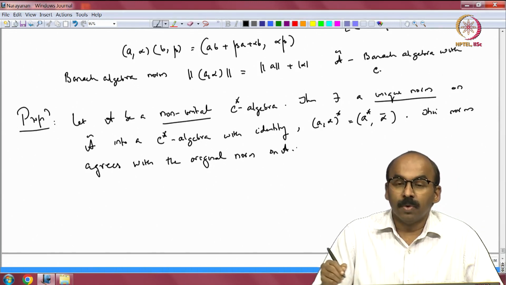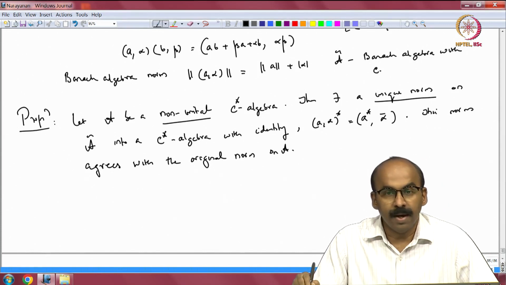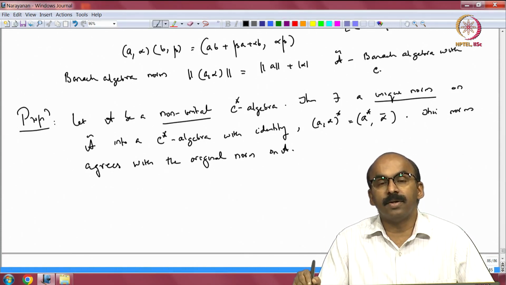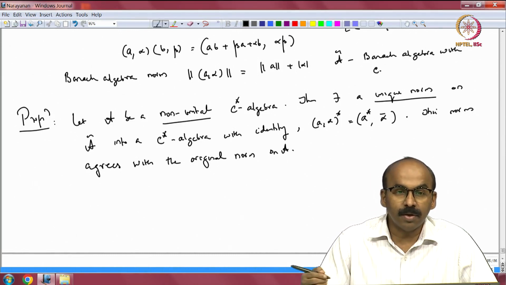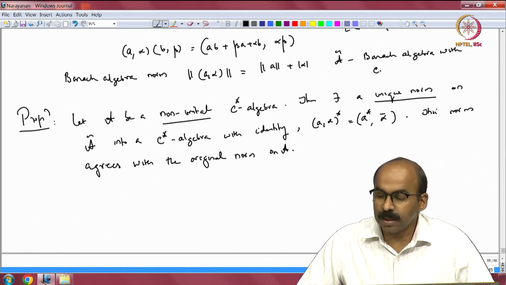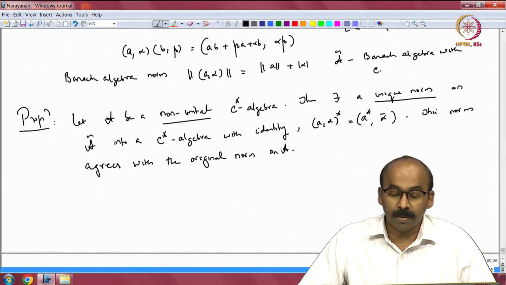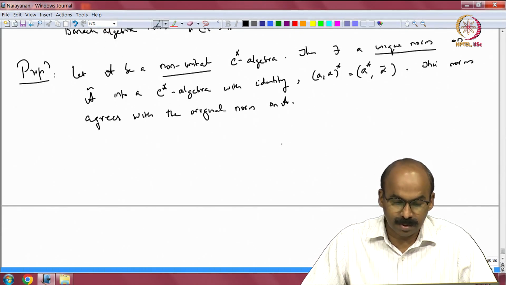So, A is going to sit inside A tilde as a maximal ideal, A tilde will have a norm which makes it into a C-star algebra with identity, and that norm restricted to A will coincide with the existing norm on A. That is precisely what we want. For the Banach algebra this was easy, we could simply define a norm which made it into a Banach algebra, but the C-star algebra case is more non-trivial.